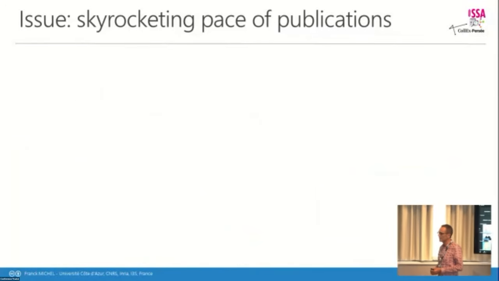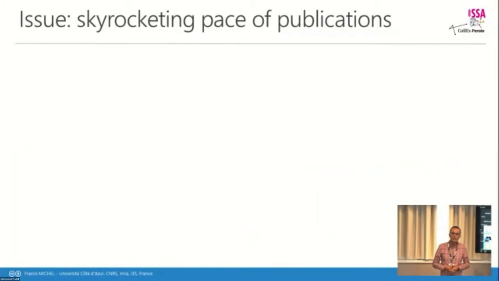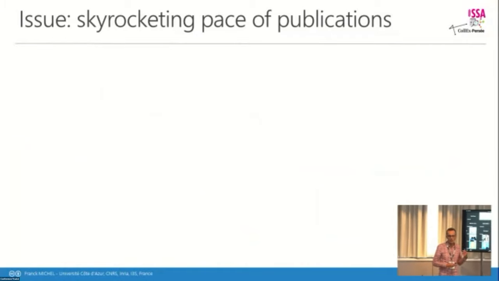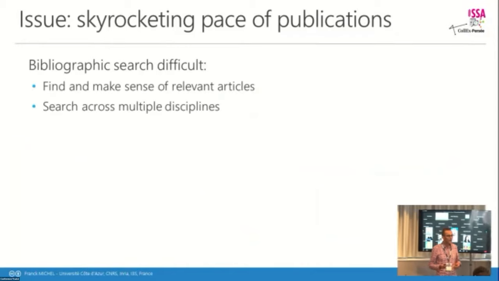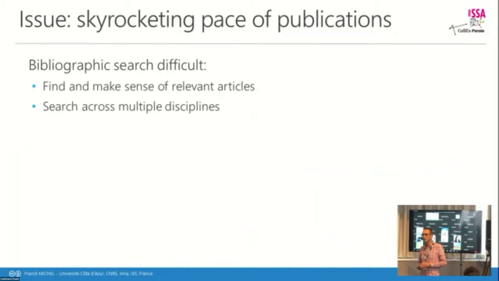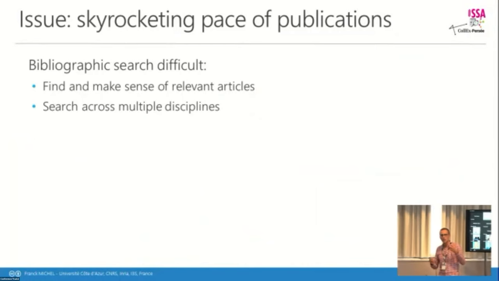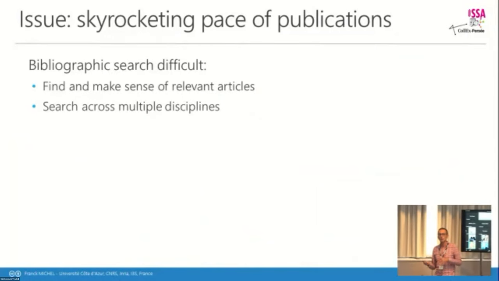We all witnessed the fact that articles are being published ever faster in conferences, articles as preprints. And that makes bibliographic search pretty difficult. It's difficult to make sense of all that mass of knowledge, and sometimes just find the articles that would be relevant for your own research, or find some cross-disciplinary articles.